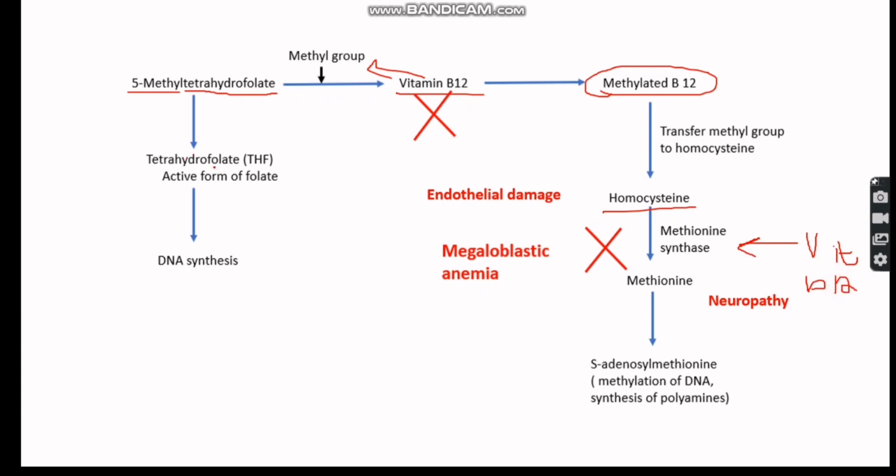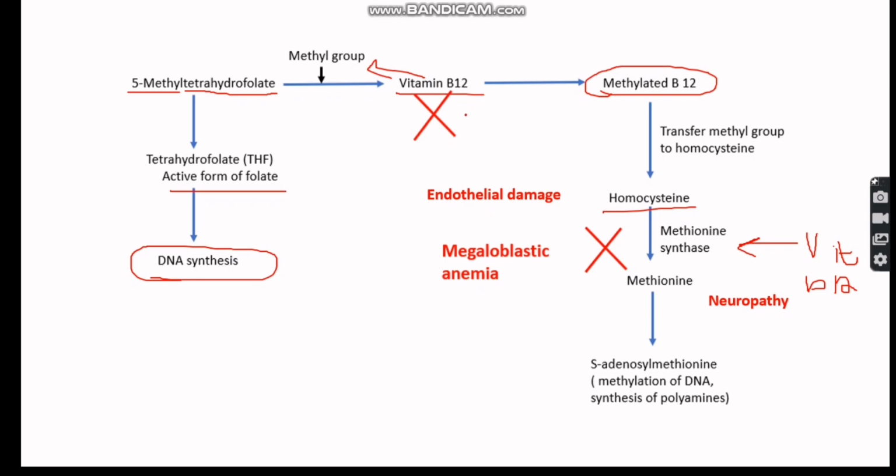So on the other hand, once this 5-methyl tetrahydrofolate is demethylated, once it removes its methyl group, it will be converted into tetrahydrofolate, which is the active form of folate. Then this tetrahydrofolate, the active form of folate, will be required for production of DNA. It will produce nucleic acid.